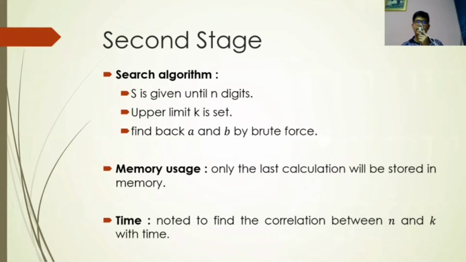In the second stage, we implement the search algorithm. First, s is given until n digits. Then we set the upper limit k. And then we find back a and b by brute force. Memory usage: only the last calculation will be stored in memory. And time will be noted to find the correlation between m and k with time.